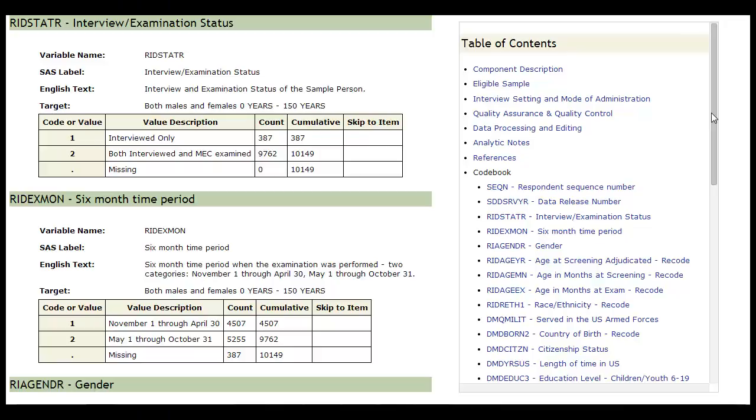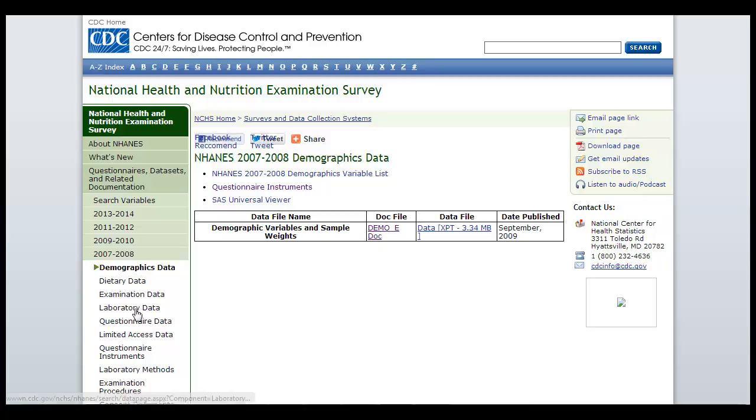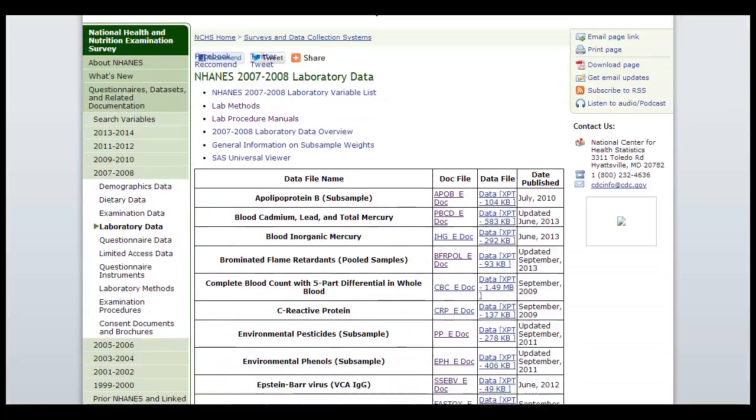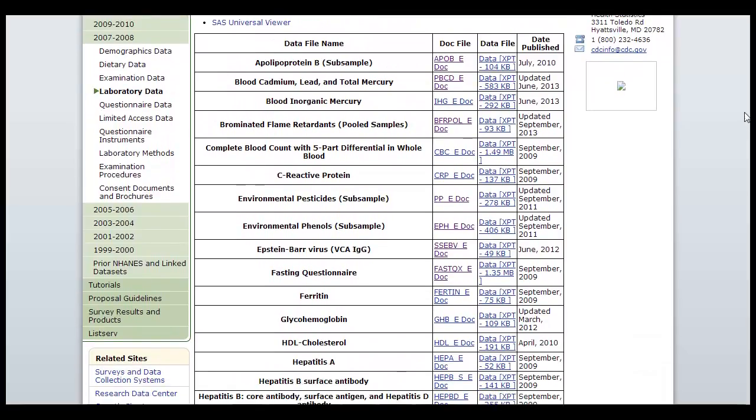But first, let's look at some other weight variables that are available in the data. You'll also find a number of weight variables in the laboratory data. And you'll find weight variables for those laboratory analyses that were done only on a subset of the sample. For most of them, you will notice that they actually have the word subsample in parentheses in the data file name. For this one, environmental pesticides subsample, this group of pesticides were only measured in a portion of the sample, usually a half or a third of the sample, randomly selected.